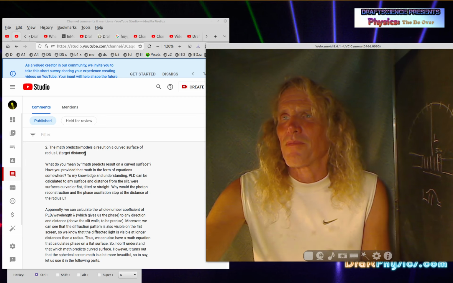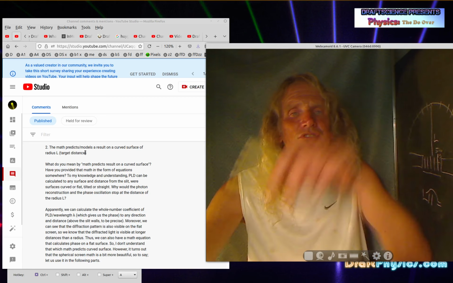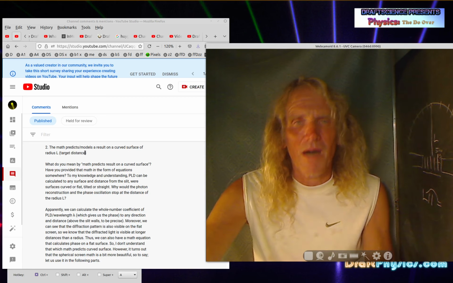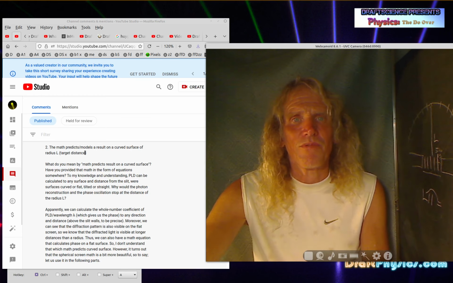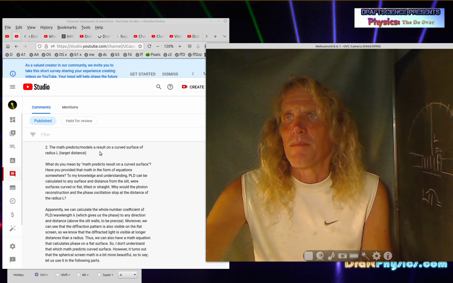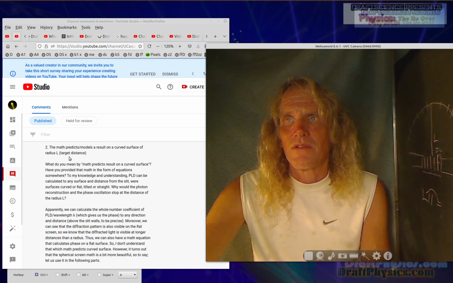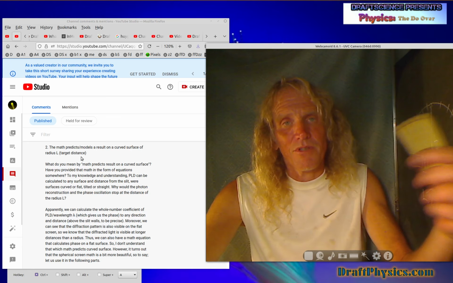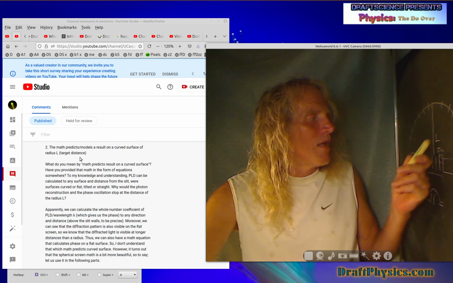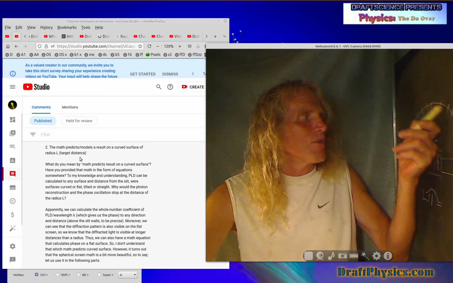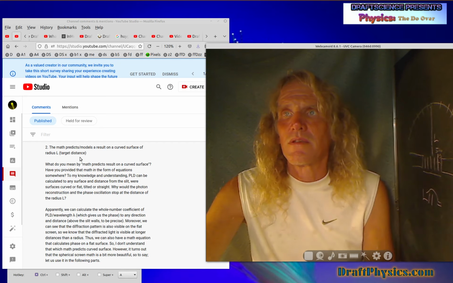Okay. The math predicts models. Okay, so that's a statement. The math predicts, and the math is a model. That's what math is for, to model something in abstractions that correlate to the reality. Models a result on a curved surface of radius L. Target distance. That's the distance from the target. From the source to the target is a distance. That's L. Every bit of what you're attempting to figure out will be on that L radius.